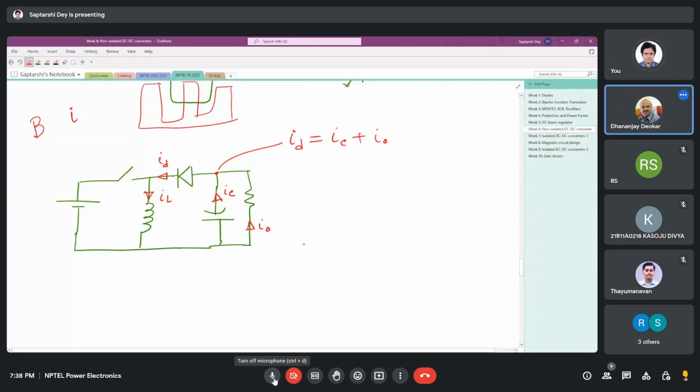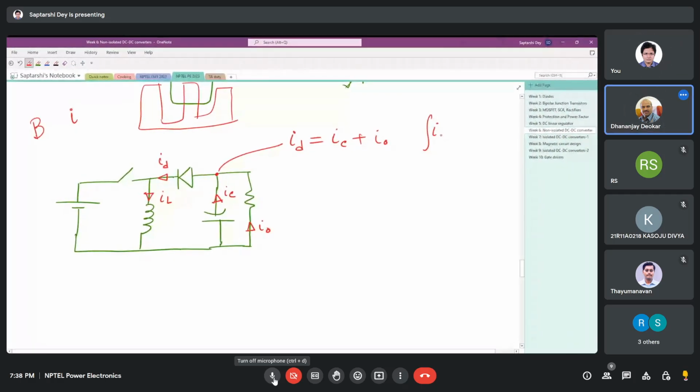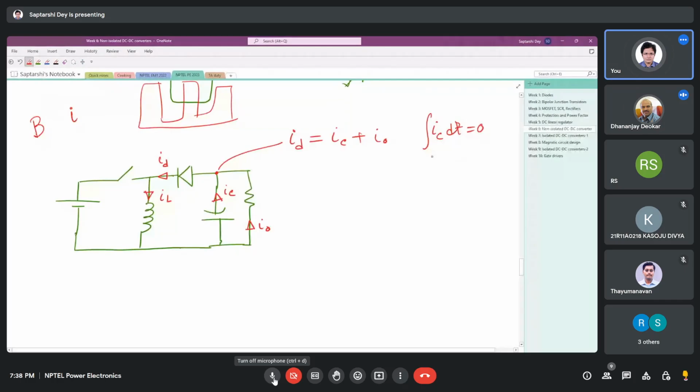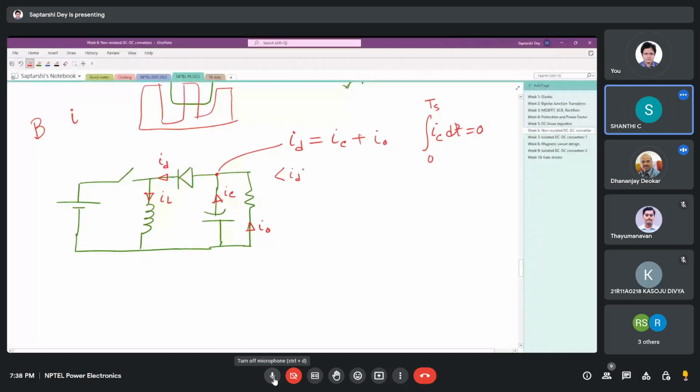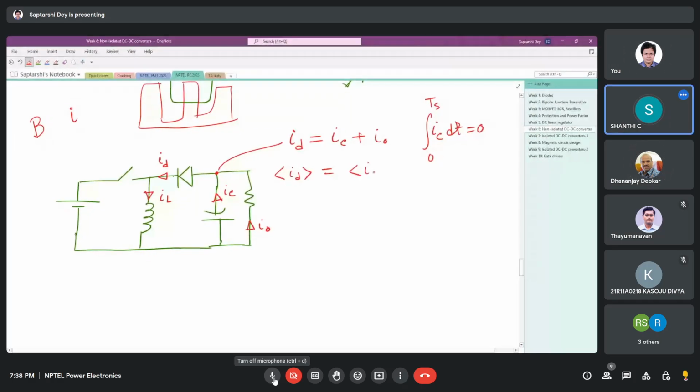Now we discussed that at steady state the average current through a capacitor over a complete period is 0. If I take an average of this, then what we have is average ID is average IO. So for a buck boost converter, what we can say is average diode current is average load current.